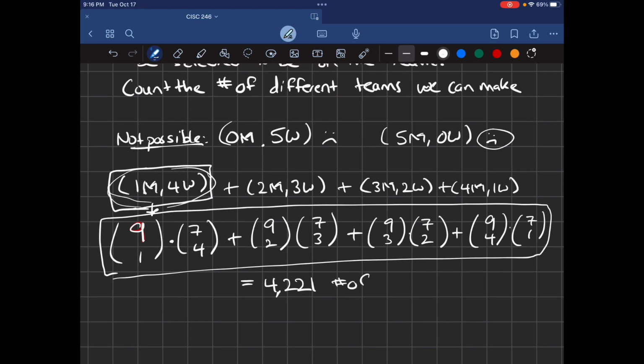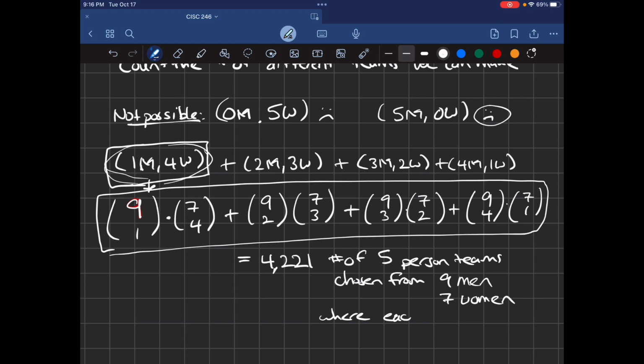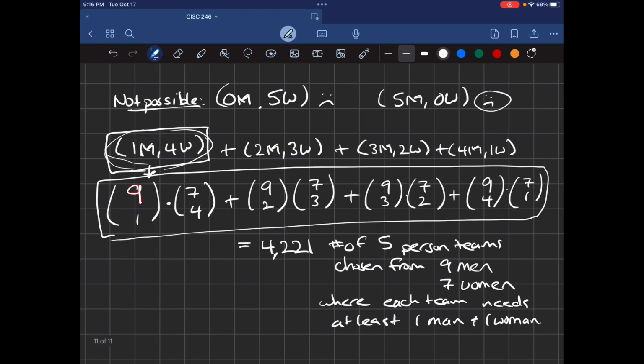Number of 5-person teams chosen from 9 men, 7 women, where each team needs at least one man and one woman. All right, so that's one way of counting it.